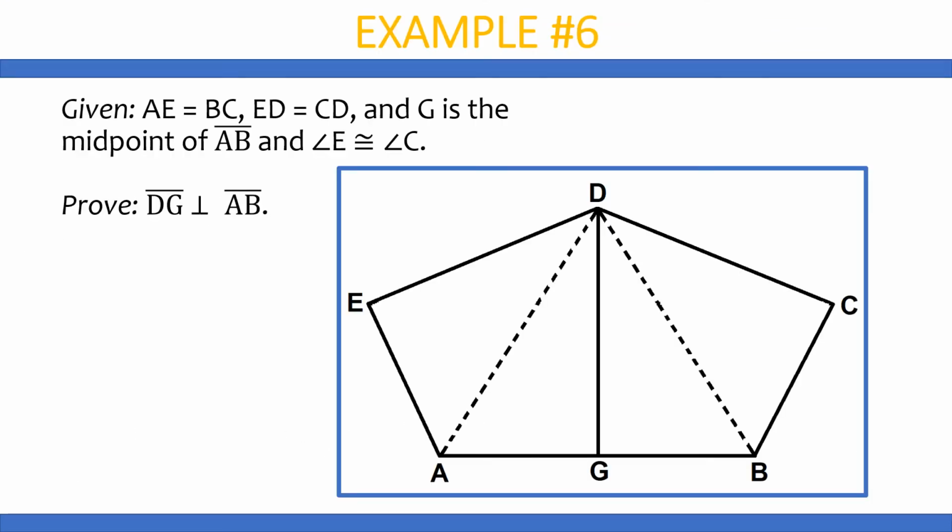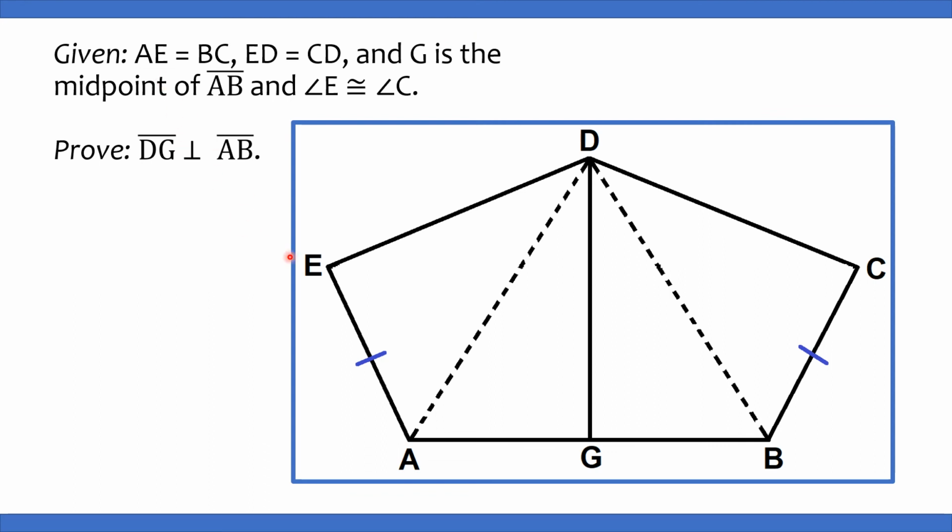Example number 6. AE is equal to BC, ED is equal to CD, and G is the midpoint of line segment AB, and angle E is congruent to angle C. Prove that line segment DG is perpendicular to line segment AB.